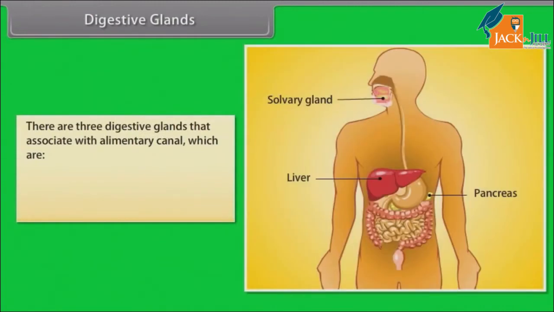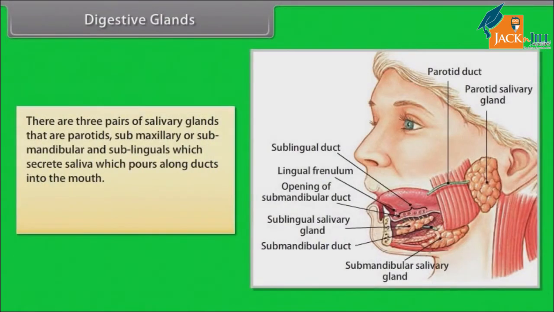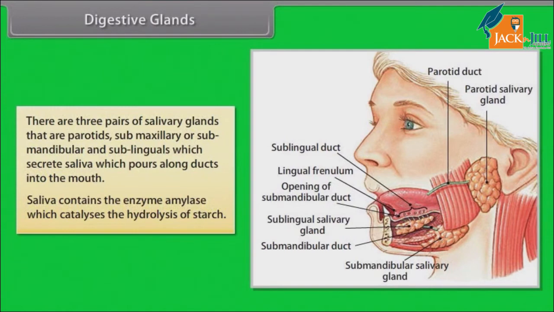Digestive glands. There are 3 digestive glands that associate with alimentary canal, which are salivary glands, liver, and pancreas. There are 3 pairs of salivary glands that are parotids, submaxillary or submandibular, and sublinguals, which secrete saliva which pours along ducts into the mouth. Saliva contains the enzyme amylase, which catalyzes the hydrolysis of starch.